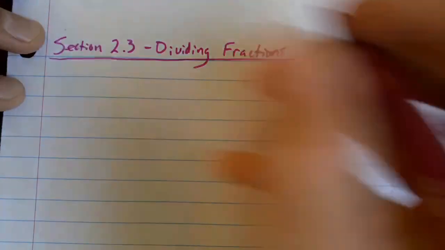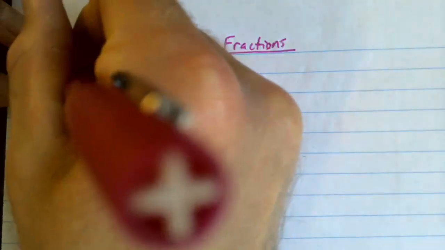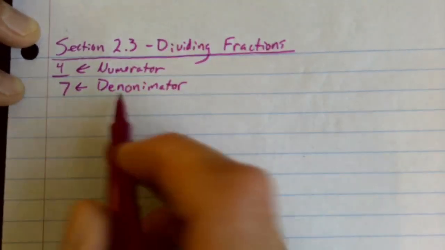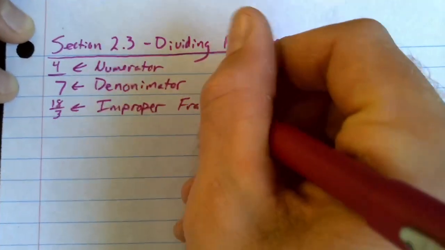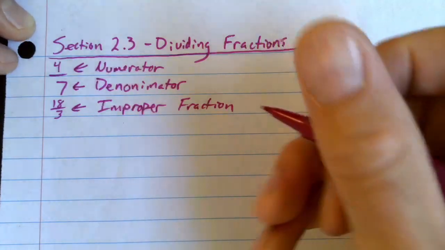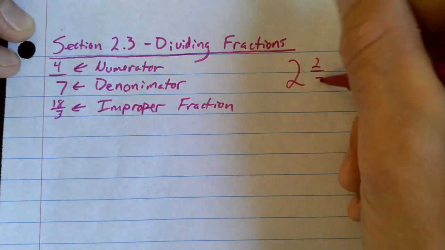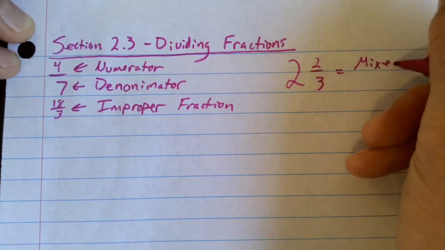And so the first thing that we know is that 4 over 7, this 4 is going to be your numerator. We also know that this 7 is your denominator. Number on top, numerator. Number on the bottom, down below, denominator. We also know that 18 over 3 is an improper fraction. Any number greater than 1 in fraction form is an improper fraction. And we also know that 2 and 2/3 is a mixed number.